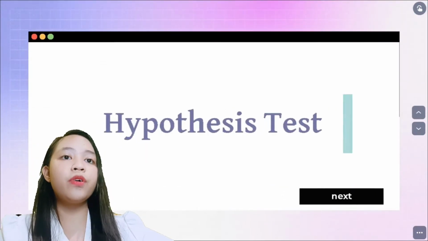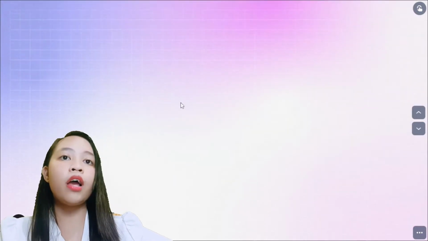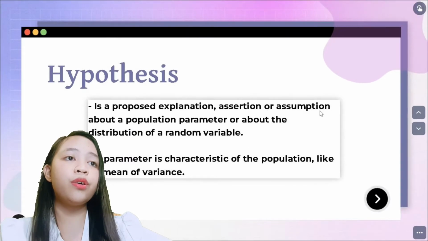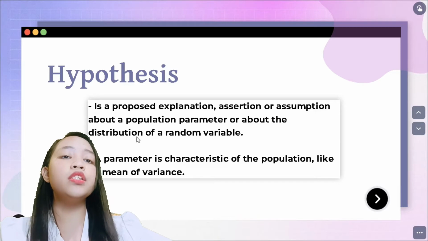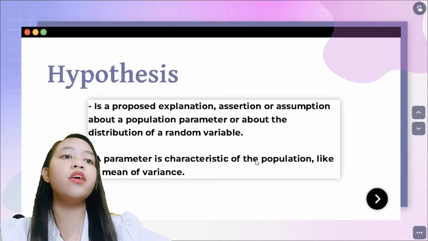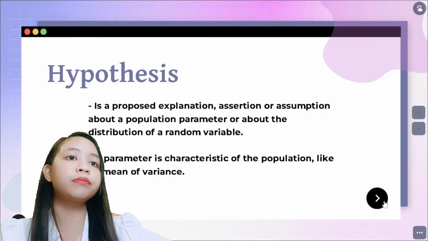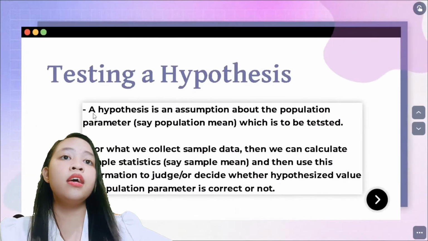Our topic for today is Hypothesis Test. A hypothesis test is a proposed explanation, assertion, or assumption about a population parameter or about the distribution of a random variable. A parameter is a characteristic of the population, like its mean or variance. Testing a hypothesis is an assumption about the population parameter which is to be tested.